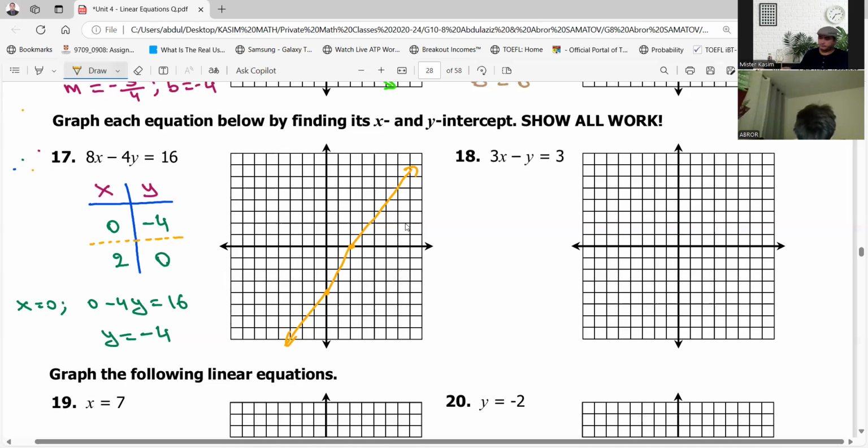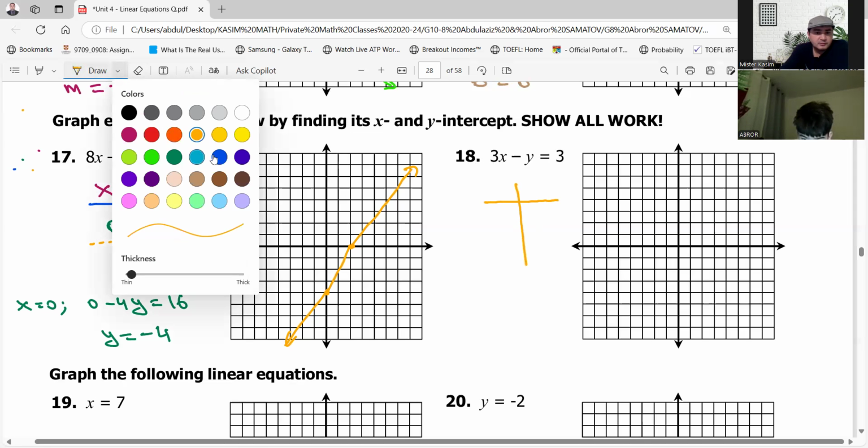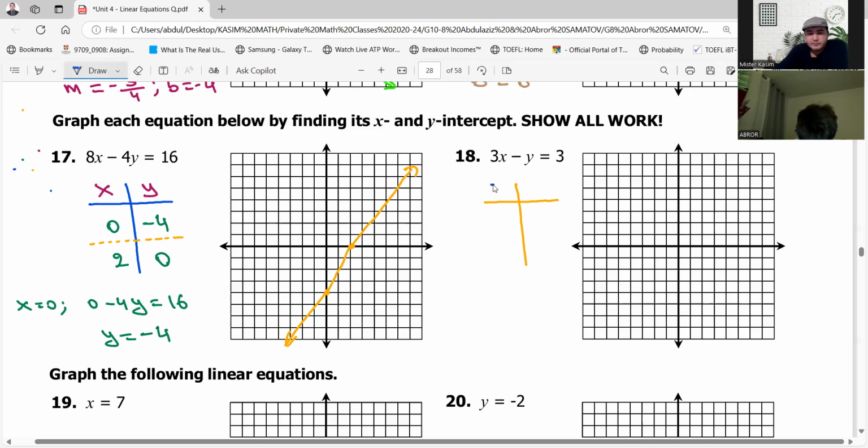I'm done. Yes, what is it? What is the x-intercept? 1, 0, right? Yes. Okay, y-intercept? This is X, this is Y. If X is equal to 0, Y equals -3, right? You see, because minus -3 equals 3, right? And if Y is equal to 0, X equals 1, right?